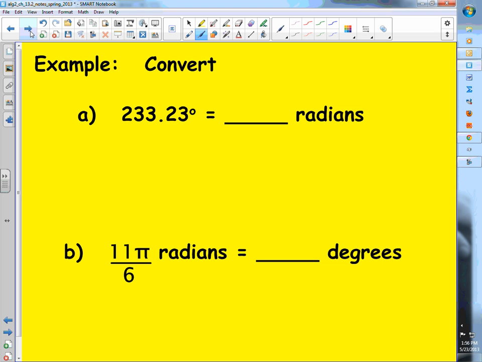Okay, so convert this one to radians. Convert this one to radians. This time you're going to potentially need to utilize the pi, because you're going to get something that's not quite so pretty as the last time.